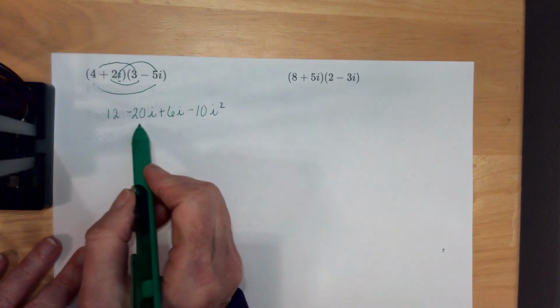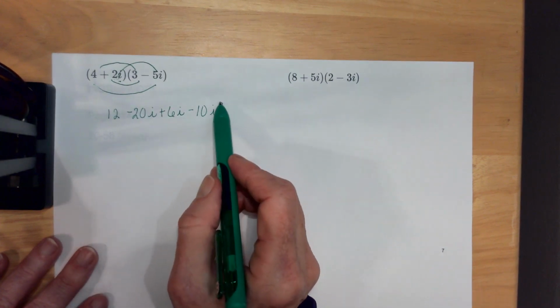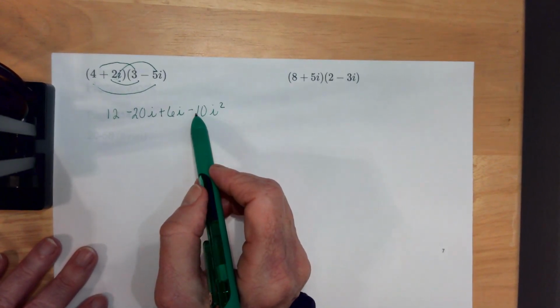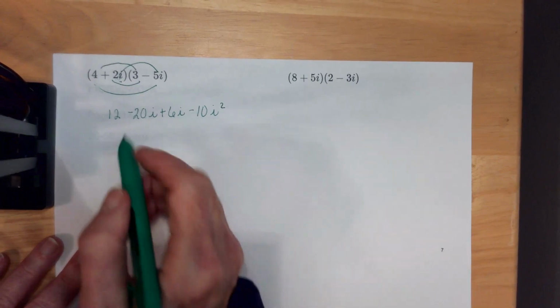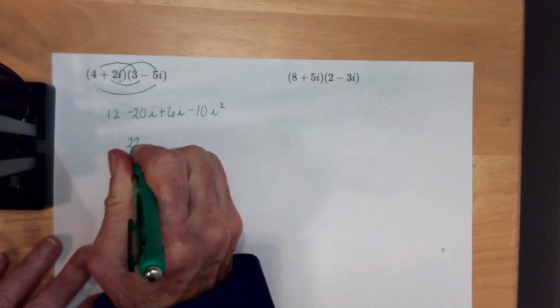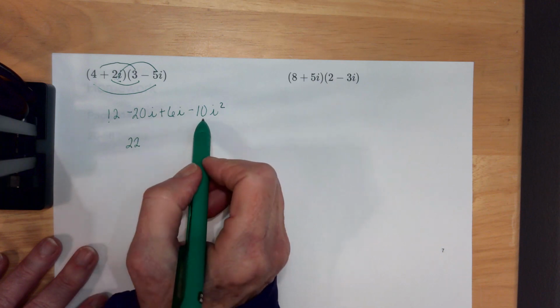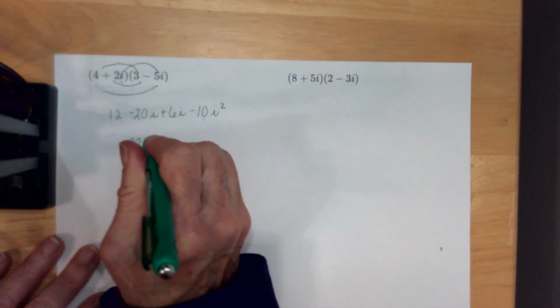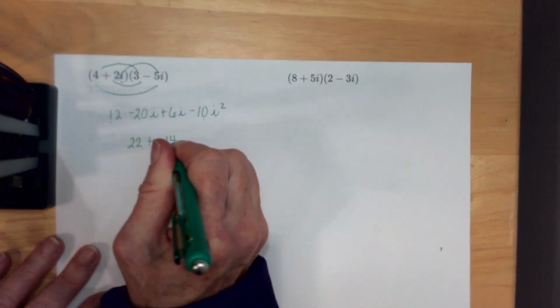So then I combine like terms. Understand this is negative 1. Negative 1 times negative 10 makes it positive 10. So I have a 22 because I have 12 plus 10. And then these, when I combine them, is going to give me a negative 14i.